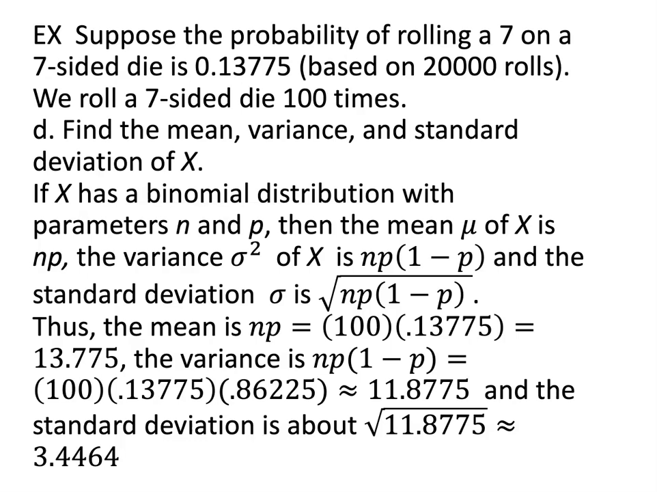So the mean is going to be np, that's 100 times 0.13775. That's 13.775. Makes sense. If this is the probability of success on one trial, then how many times would you expect to be successful in 100 trials? You just multiply that by 100. The variance is going to be np(1 minus p), so it's 100 times 0.13775 times 1 minus 0.13775, that's 0.86225. That turns out to be 11.8775. The standard deviation is the square root of that, namely 3.4464.